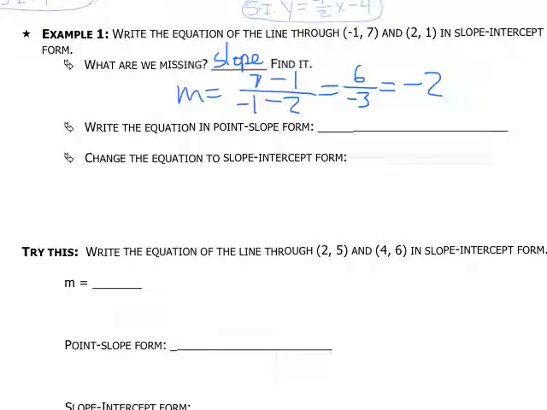Okay, 2, 1 it is. So let's use 2, 1. So at this point, I choose a point. I already have my M, and now I'm writing point slope form.